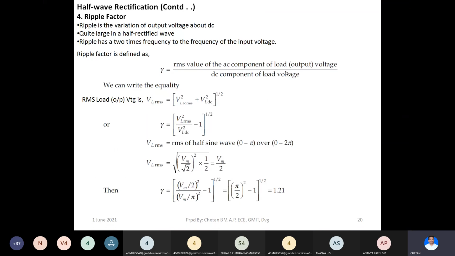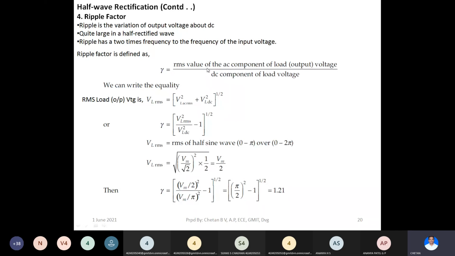Next, in the last class, we studied the ripple factor. Ripple is the amount of AC in the output of the rectifier, that is, the variation of output voltage about the DC line. That is what ripple is. So ripple factor is defined by this ratio. It is the ratio of the RMS value of the AC component of load voltage or output voltage divided by the DC component of load voltage. The DC component of load voltage is nothing but VDC. To accommodate the term load, we have written it as VLDC. So VLDC is nothing but VDC only.